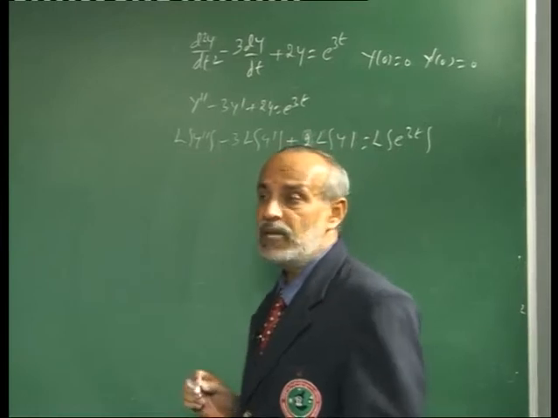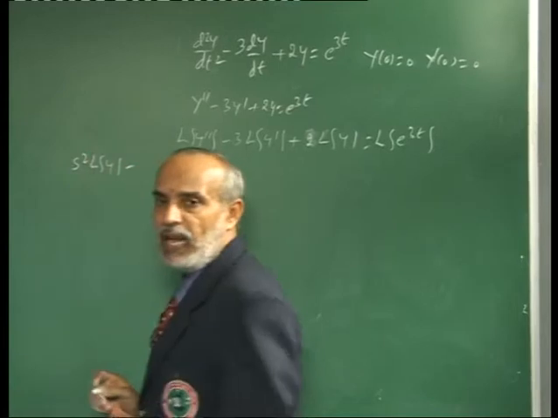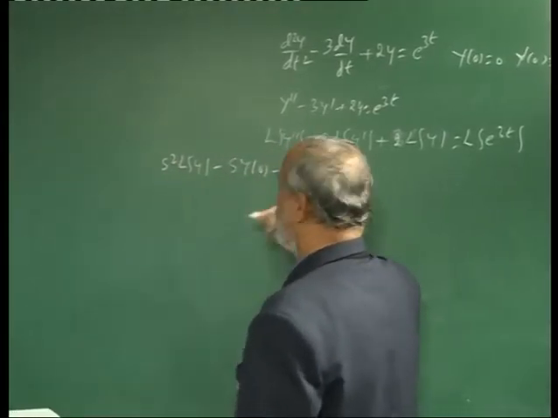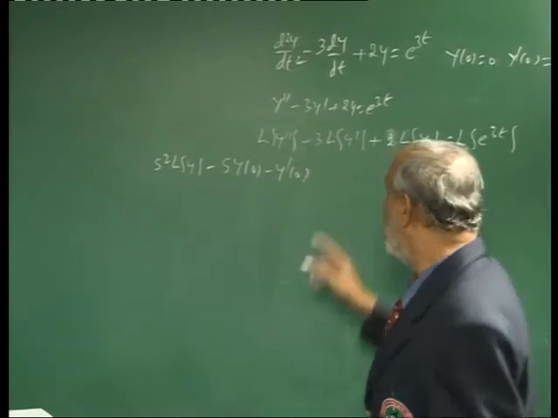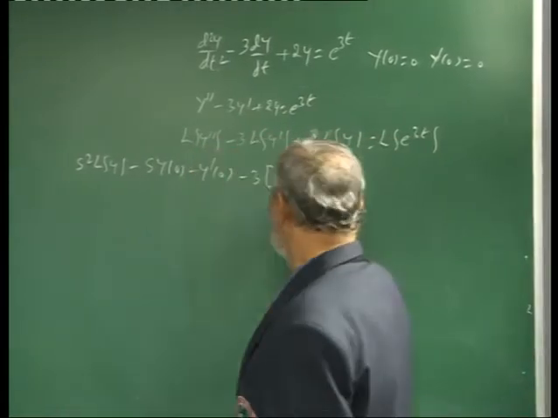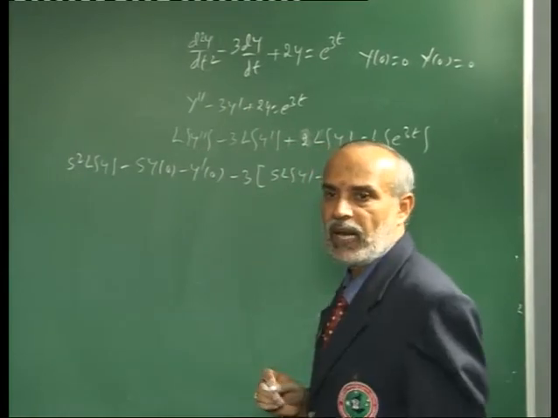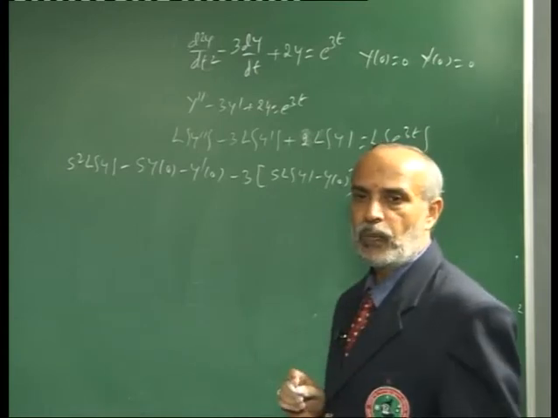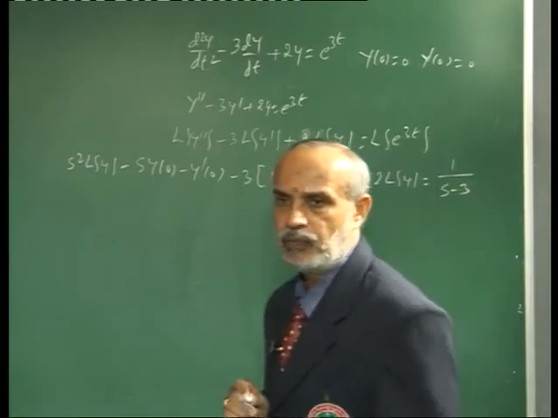L of y double dash can be written as s squared into L of y minus s into y of 0 minus y dash of 0. This is the L of y double dash formula. Then the remaining is minus 3 into L of y dash, whose formula is s into L of y minus y of 0, close the bracket, plus 2 into L of y is equal to L of e to the power of 3t, which can be written as 1 divided by s minus 3.